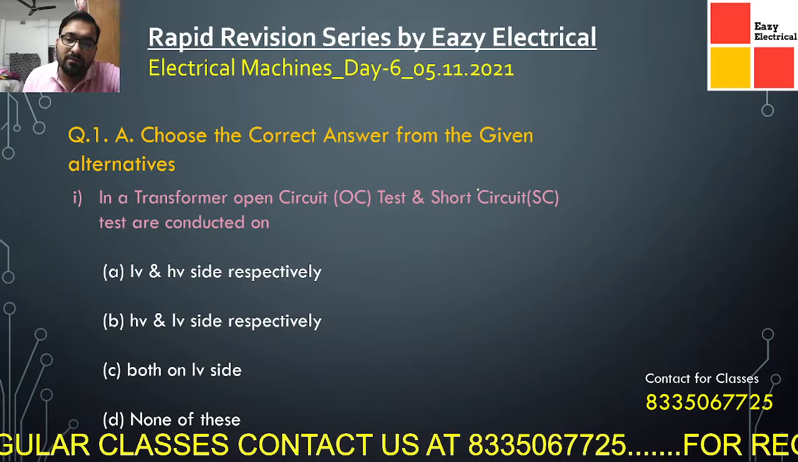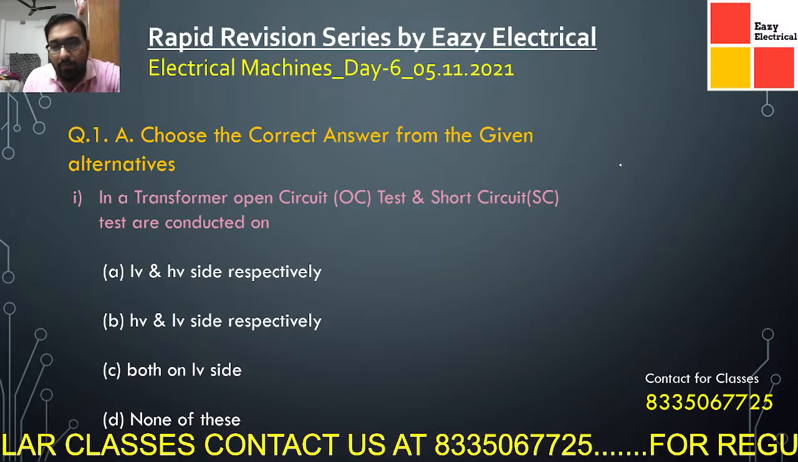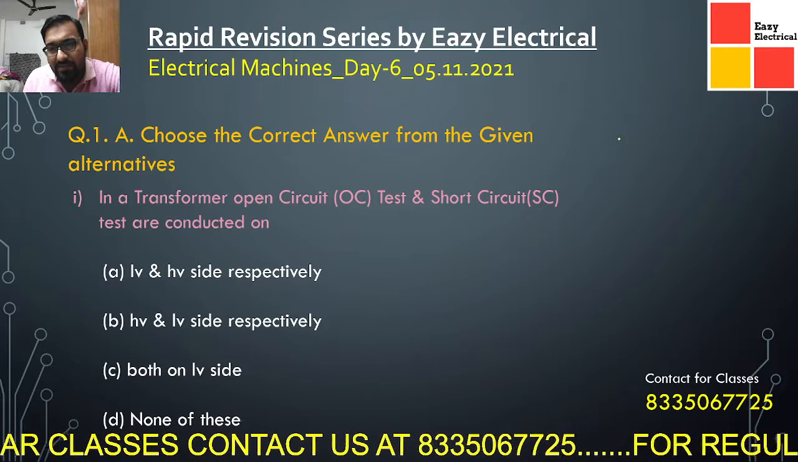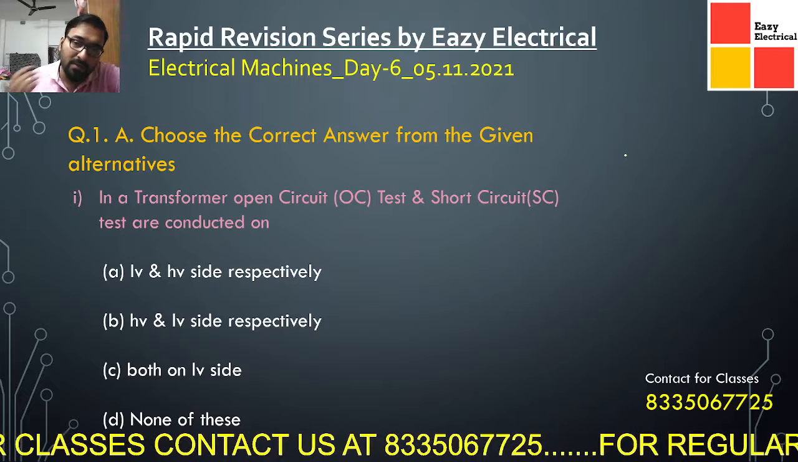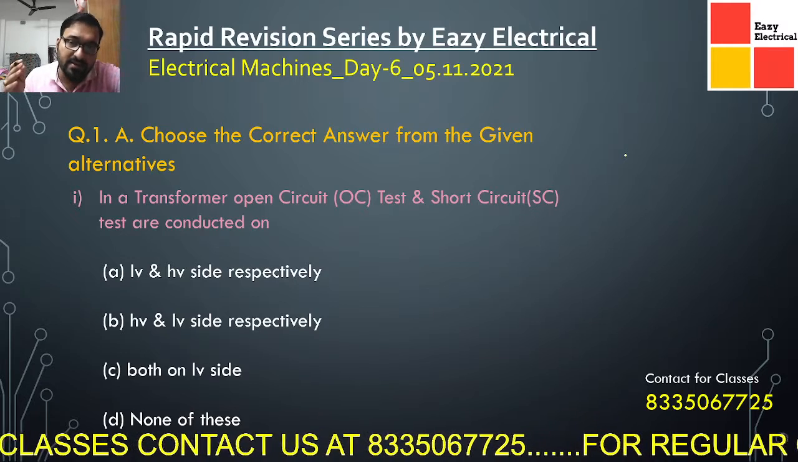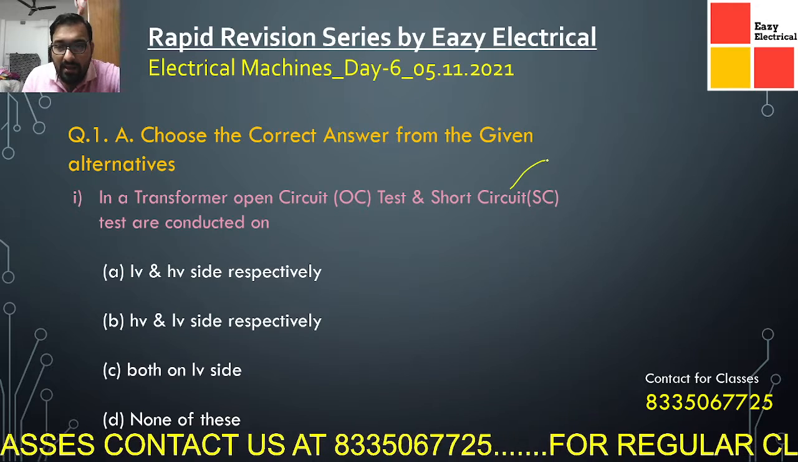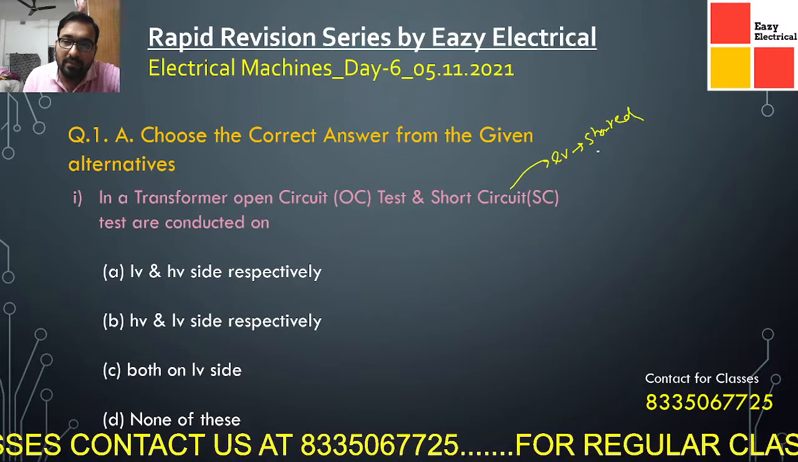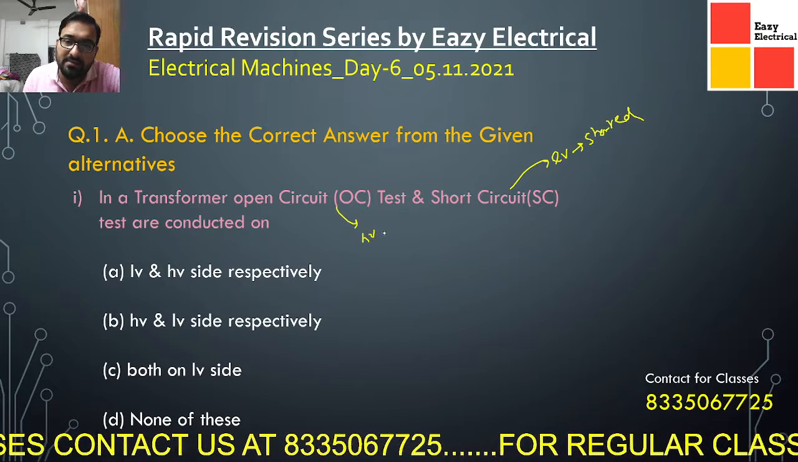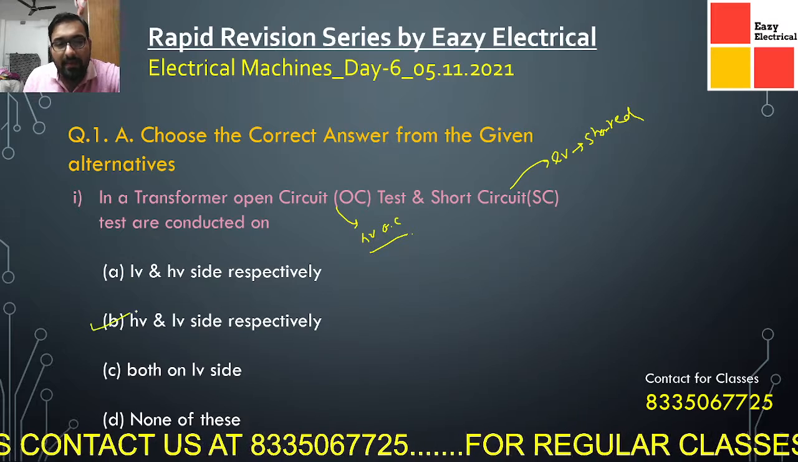Basically, when we talk about the LV side, by providing a small amount of voltage on the HV side, the maximum current will flow on the LV side. So short circuiting the LV side is the best way. So for the short circuit test, the LV side is shorted, and for the open circuit test, the high voltage side is open circuited. Okay, so this is the correct option.